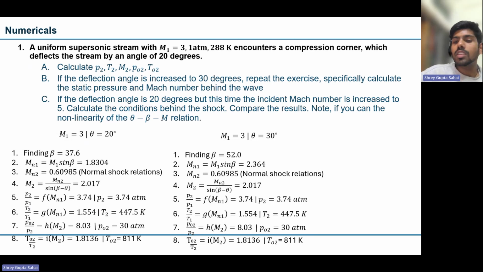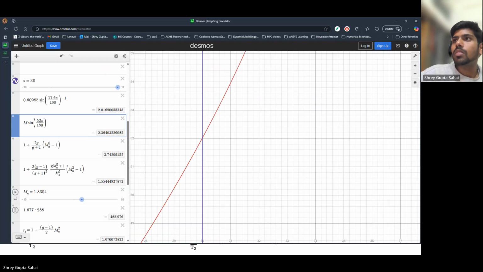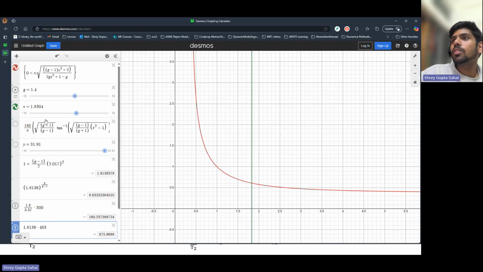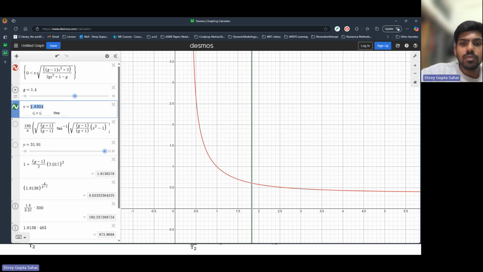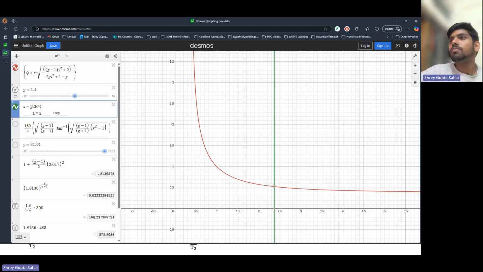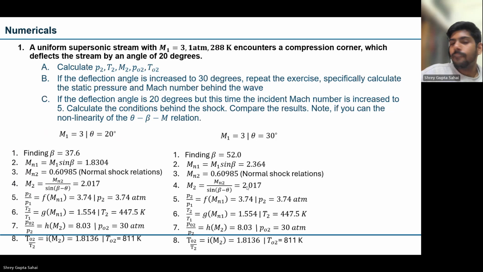Corresponding normal shock for 2.364. The value of beta is at 0.527. So Mn2 is 0.527, and then M2, again, M2 will be what?